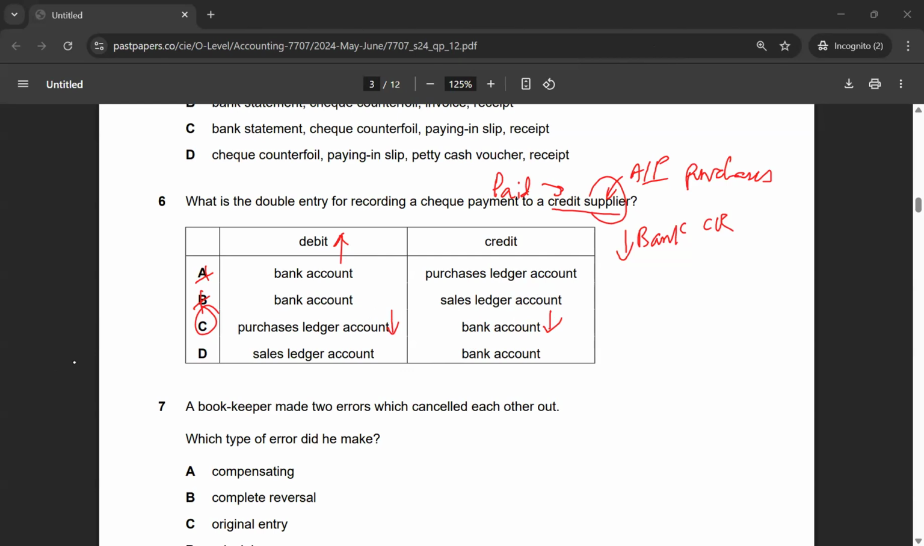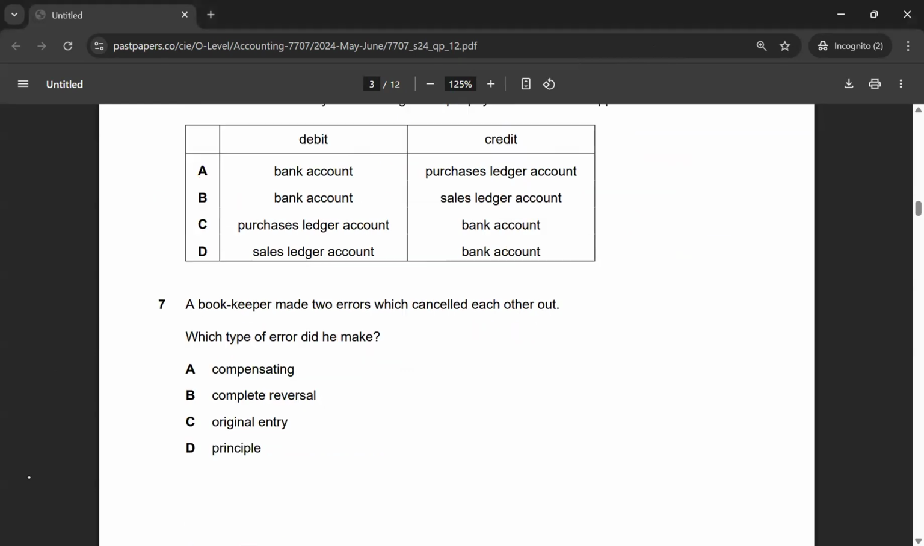So let's look at multiple choice 7. So multiple choice 7, a bookkeeper made 2 errors which cancel out each other. Which type of error did he make? It's compensating error because it's canceling out each other. So the correct answer for multiple choice 7 is option A. It's not really B, C, and D. It's compensating because it's canceling out each other. So the correct answer for multiple choice 7 would be option A.